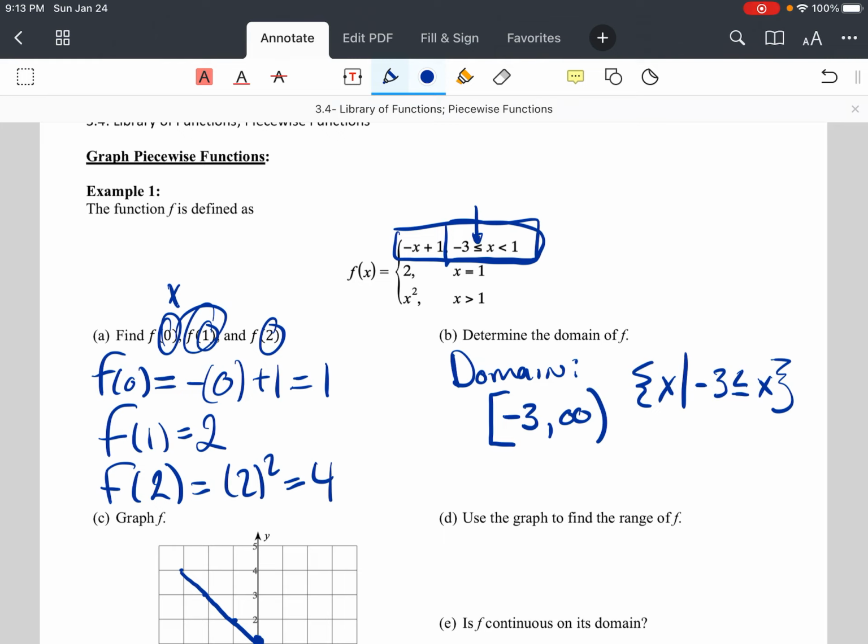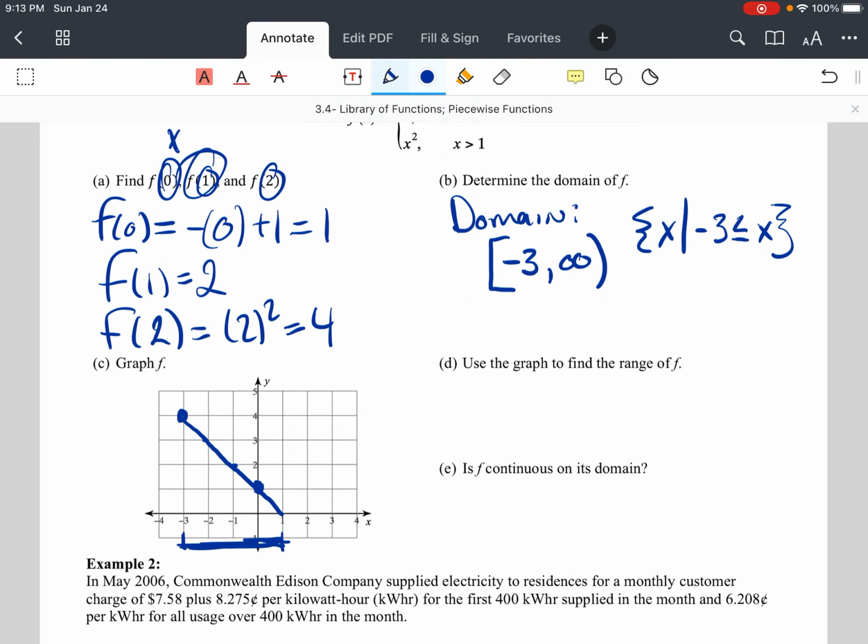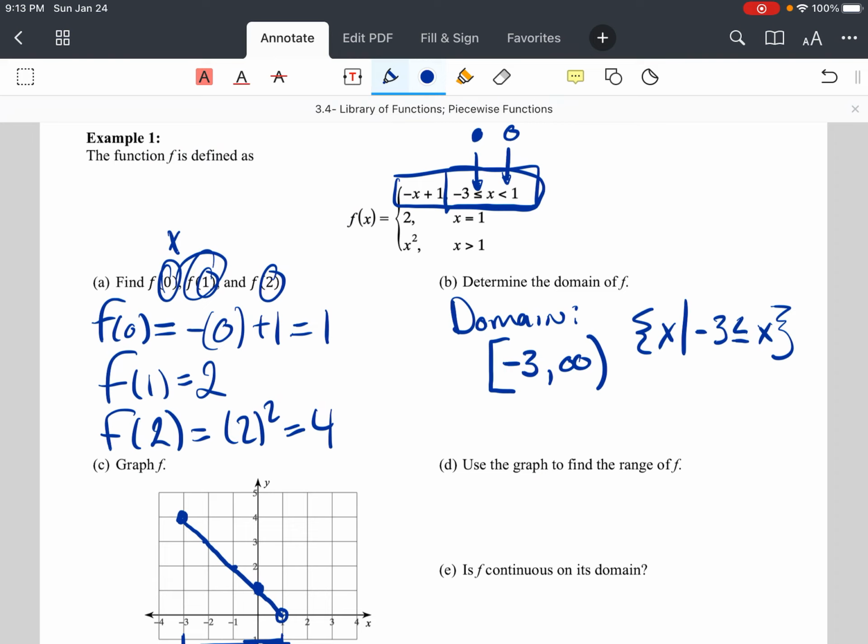Now we do need to figure out what the endpoints look like. So remember, if it's a less than or equal to, it's a solid dot. If it's just less than, it's an open dot. Okay, so at negative 3, I'm going to put a solid dot. And at 1, I'm going to put an open dot.